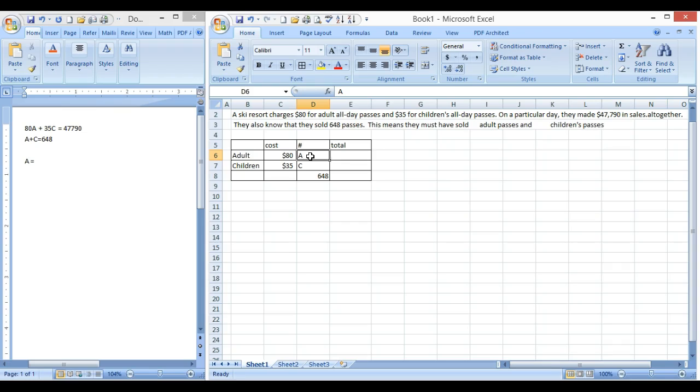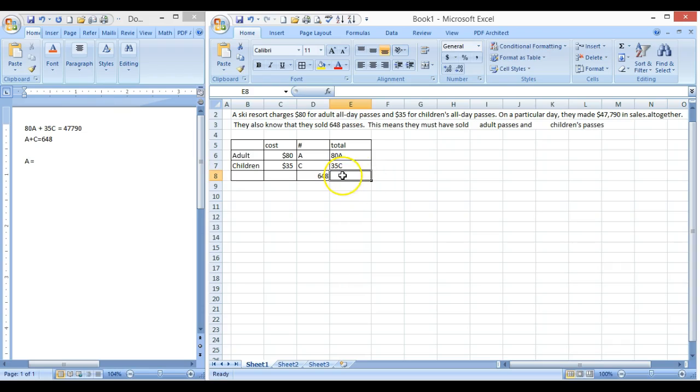To find the total amount spent for the adult tickets, I'm going to do the cost times how many adult tickets we have. So if there was only one adult ticket, $80 times 1 gives me the total spent on the adults, $80, and so forth. It's going to be more than one because we have 648 passes sold. So over here, we're going to get 80 times A, and I'm just going to type 80A because if there's nothing in between the number and the variable, it means multiply. And here we have 35C.